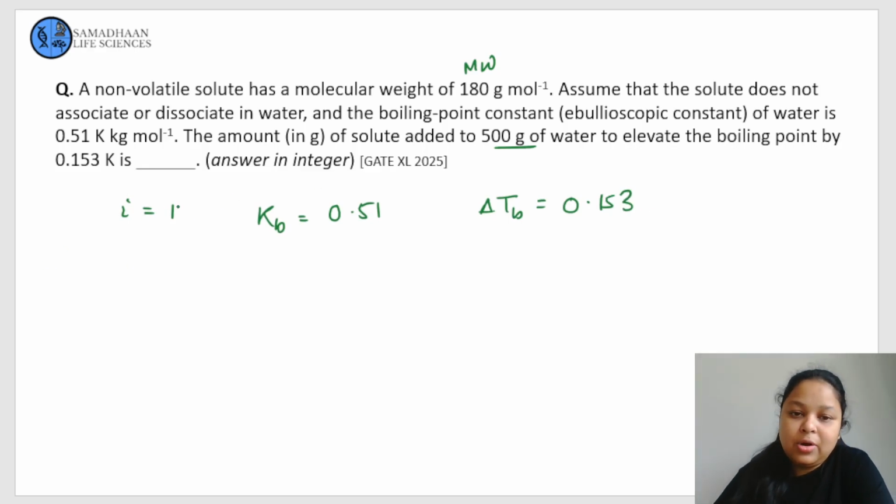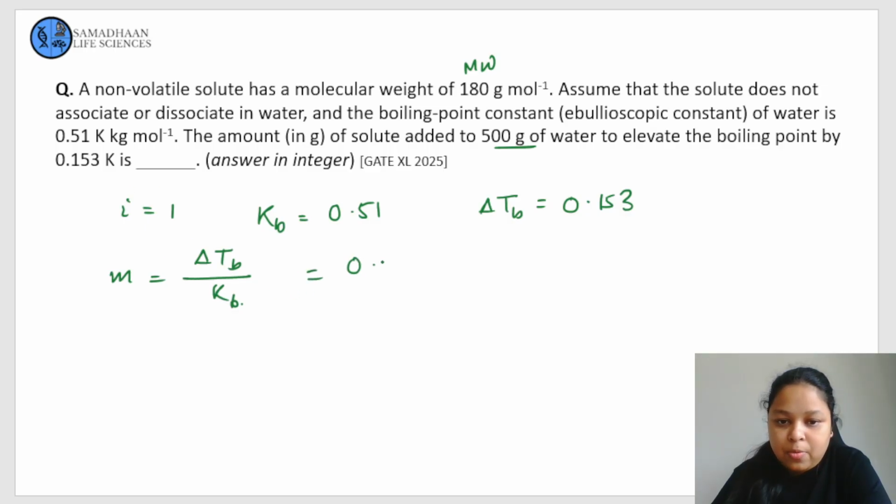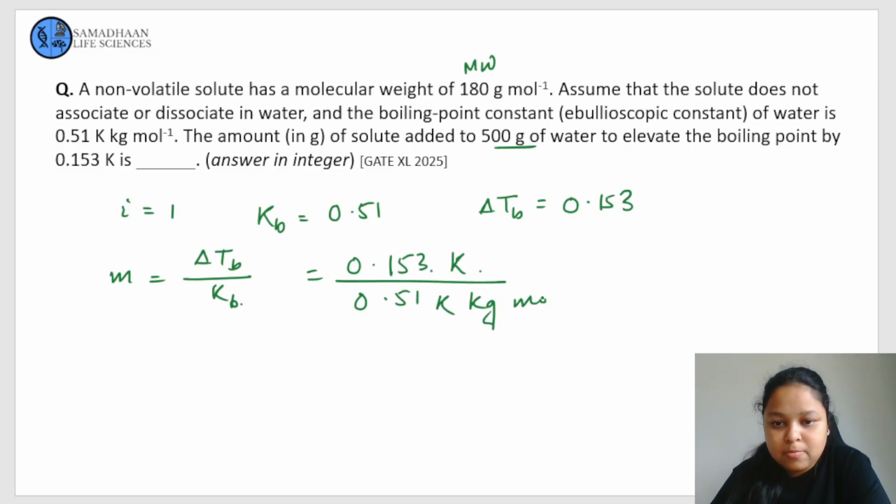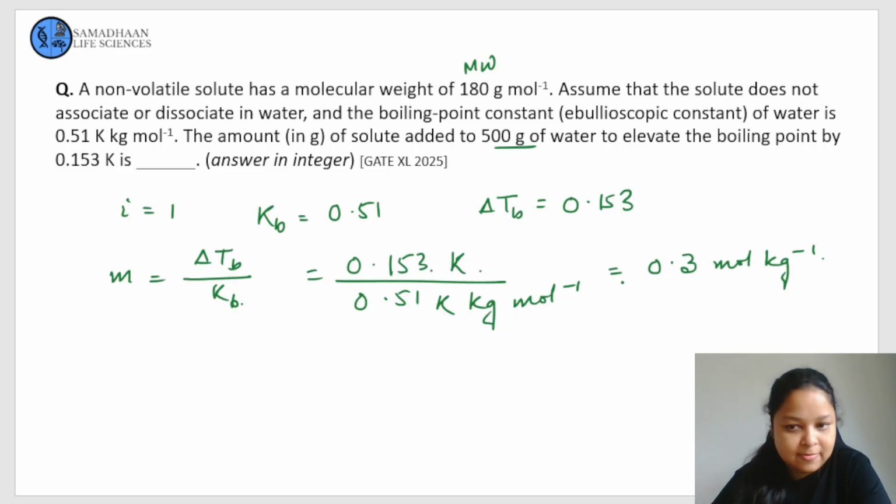0.153. Now let's find out the molality first. So m is equal to delta TB divided by Kb because i is equal to 1. So 0.153, let's use the units also, divided by 0.51 Kelvin kg mole inverse. This will be 0.3. So the unit will be mole kg inverse.